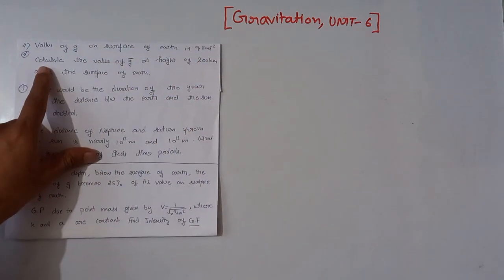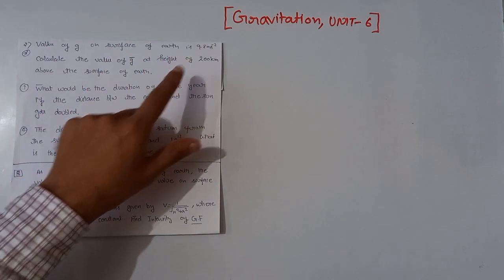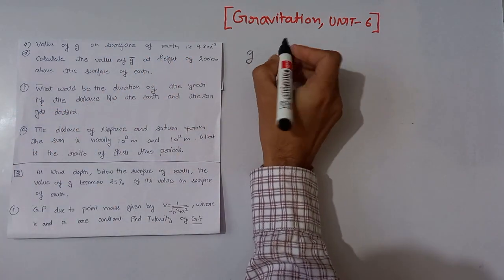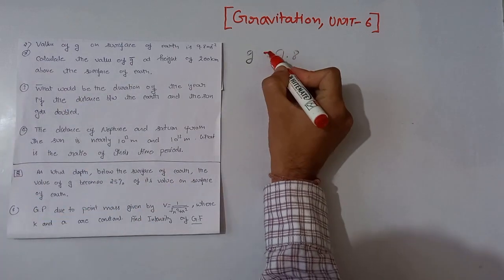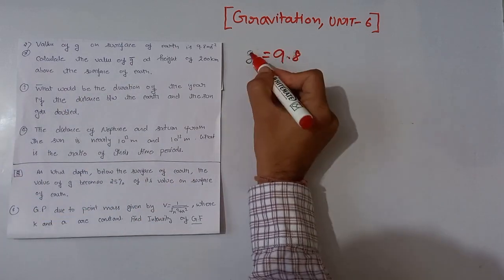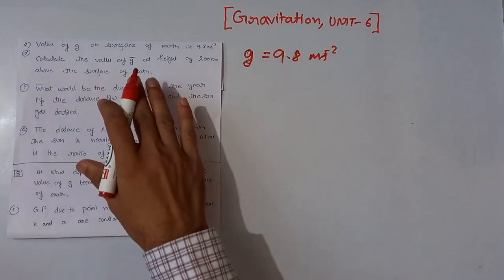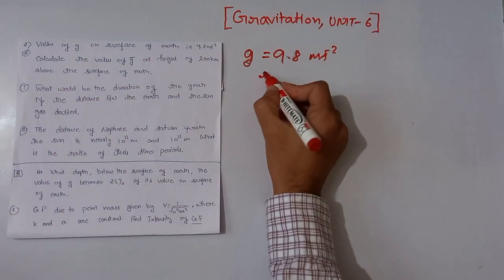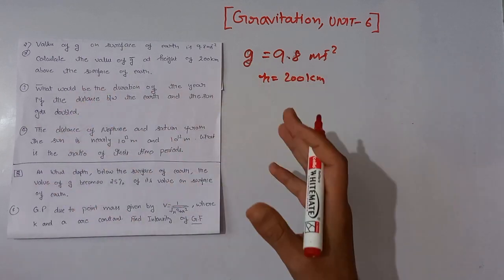Our numerical number two: the value of g on the surface of Earth is 9.8 meter per second square. We have to calculate g at height 200 kilometer above the surface of the Earth.